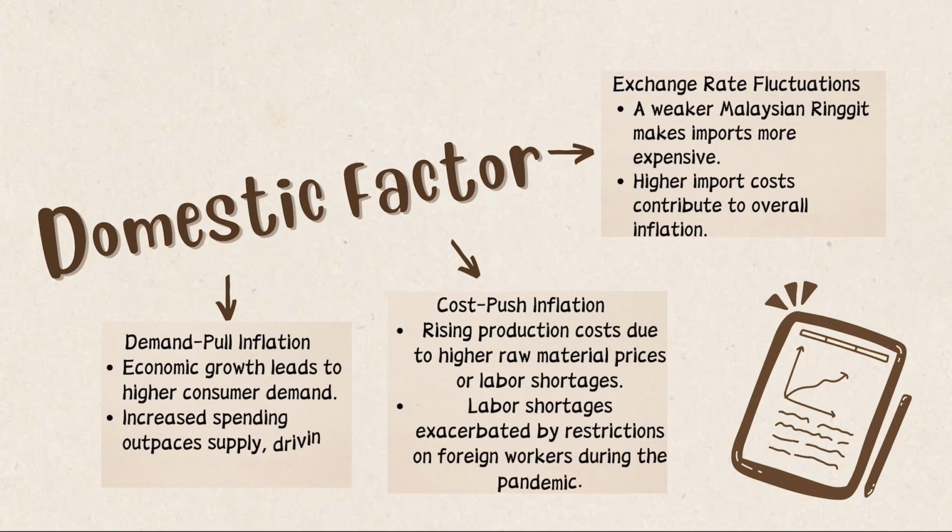Now, let's talk about domestic factors influencing inflation. Firstly, demand pull inflation. Malaysia's steady economic growth has increased consumer spending. When demand for goods and services rises faster than the available supply, businesses face pressure to increase prices. This phenomenon, known as demand pull inflation, is a natural result of growing purchasing power among Malaysians. Second, cost push inflation. Rising production costs, such as higher prices for raw materials or increased wages due to labour shortage, contribute to cost push inflation. The labour shortage, worsened by restrictions on foreign workers during the pandemic, has forced businesses to either pay higher wages or delay production, further driving up costs and prices.